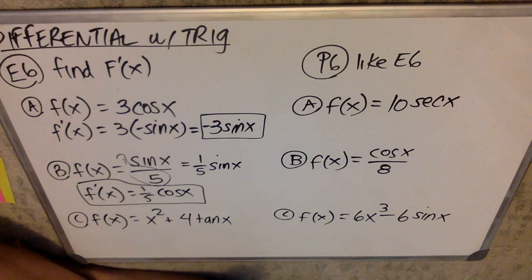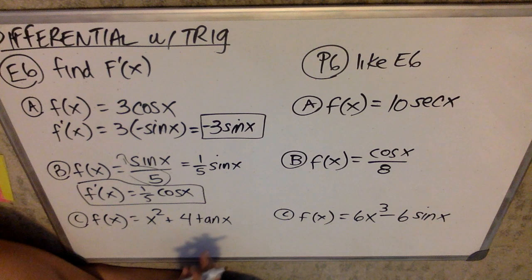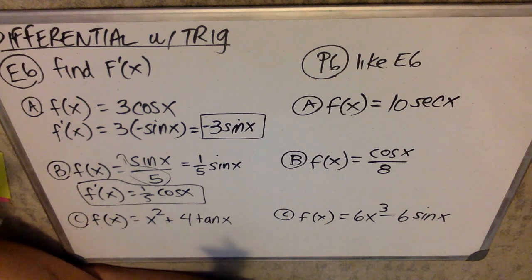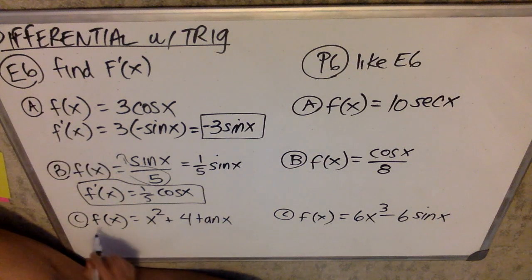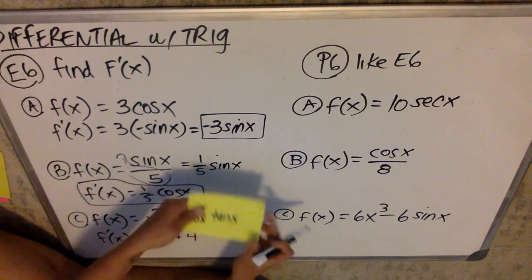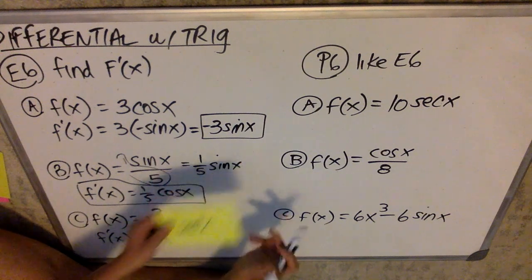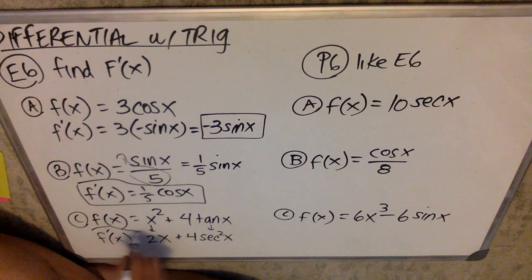And then finally for c, we're just using the fact that sums and differences can be differentiated piece by piece, right? So my f prime of x is going to be the derivative of the x squared, which is 2x, right? Plus a 4 times whatever the derivative of tangent is. Well, the derivative of tangent is secant squared. So 4 secant squared of x.